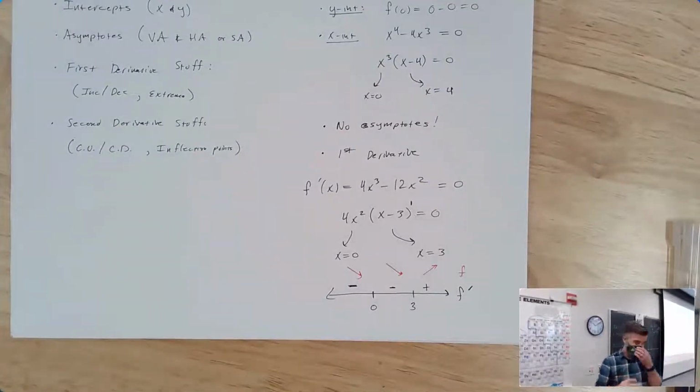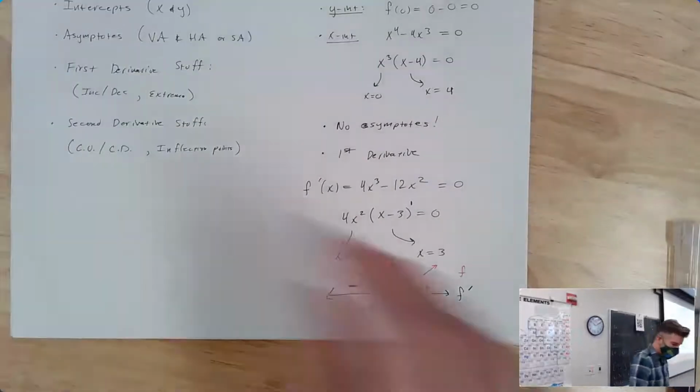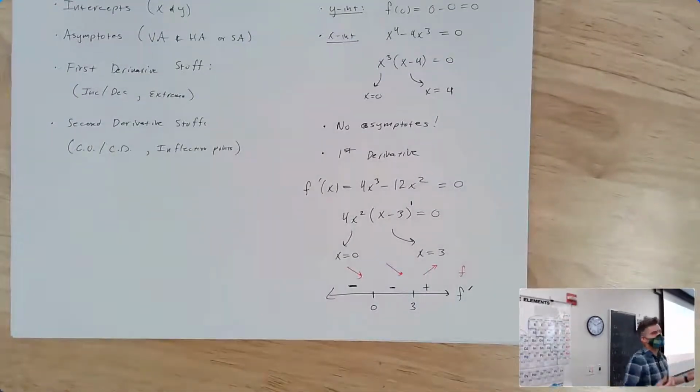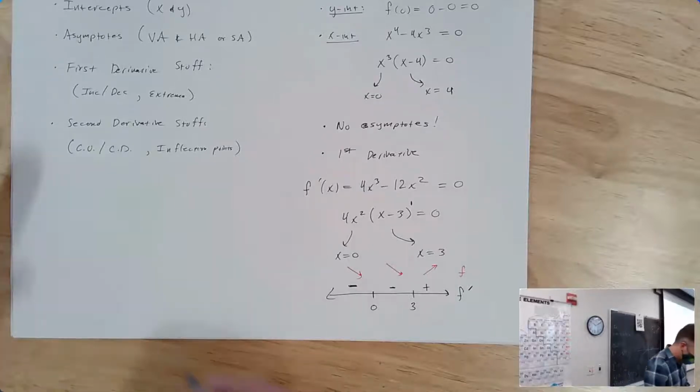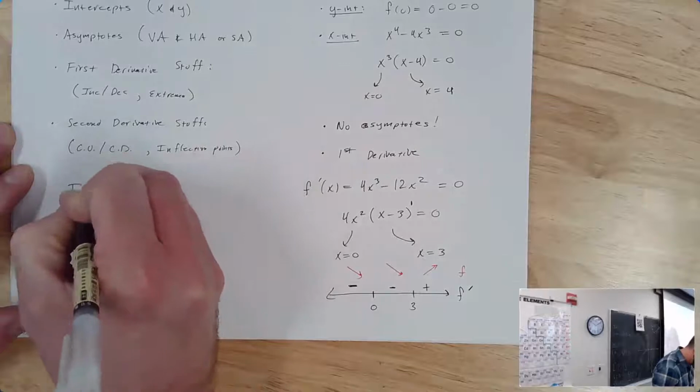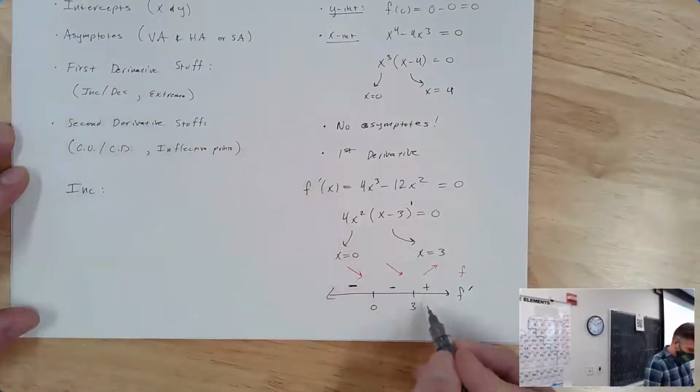I will point out, usually people don't ask you to say where it's increasing or decreasing. Like when you're graphing something, usually you don't have to state where it's increasing or decreasing, but we should still talk about what it would be here. So this function is definitely increasing on the interval from 3 to infinity.